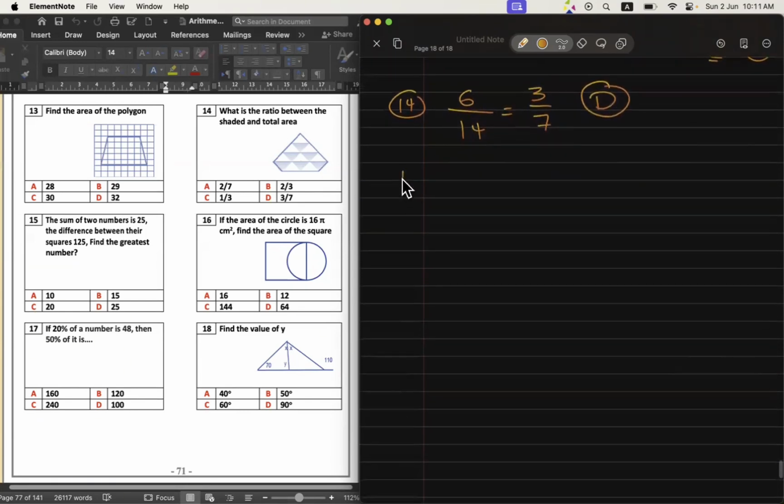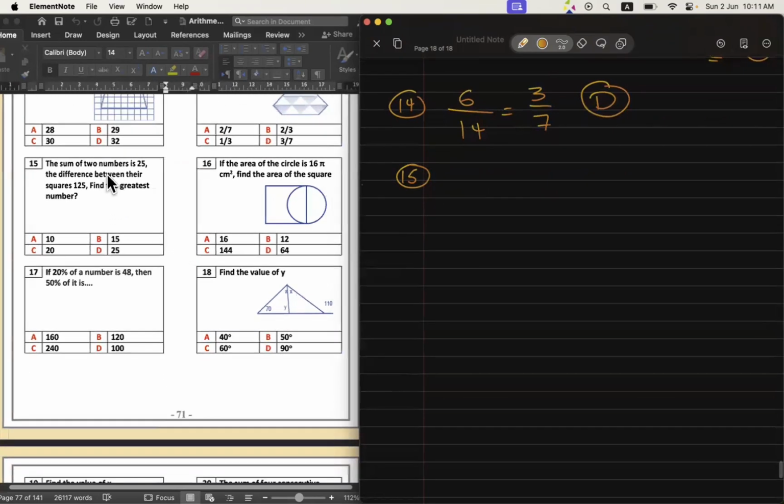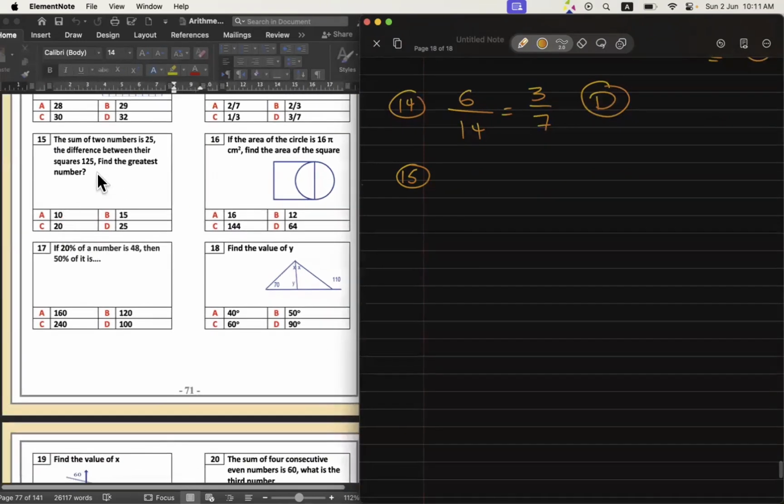Question 15. The sum of two numbers is 25, and the difference between their squares is 125. Find the greatest number. Okay, we can check the choices. If we choose one of them, like 15, and we have 10 and 15, then 15 is the greatest number. The sum of 10 and 15 is 25, so it satisfies the first condition.